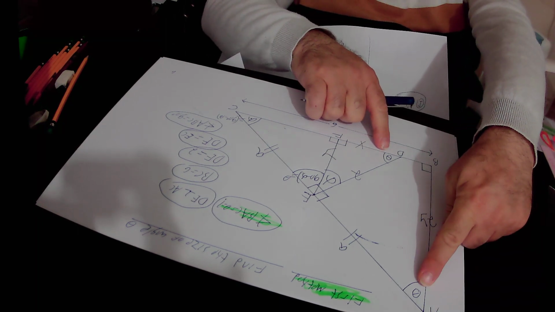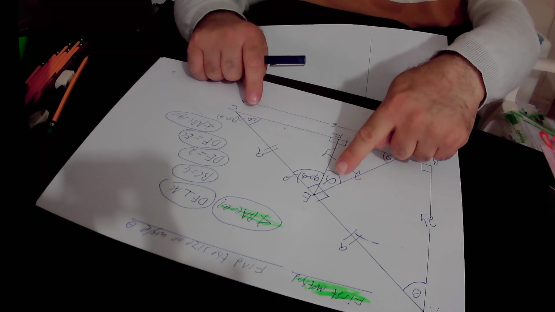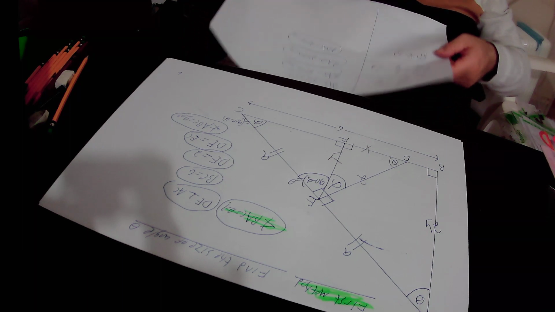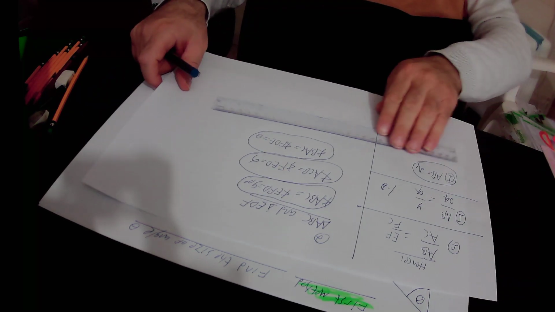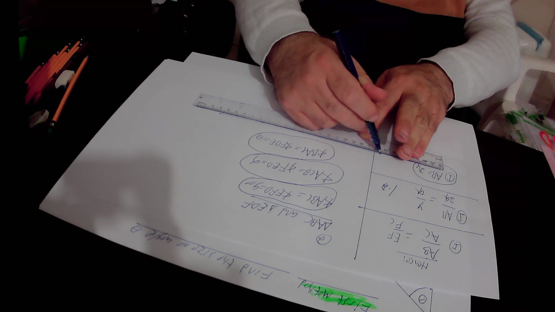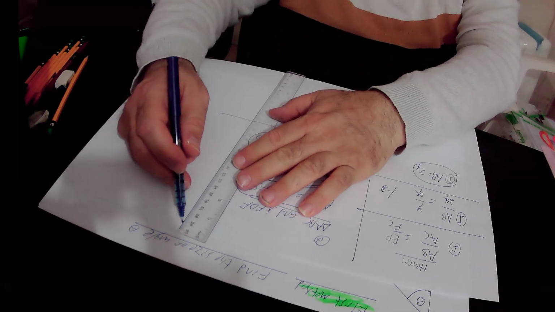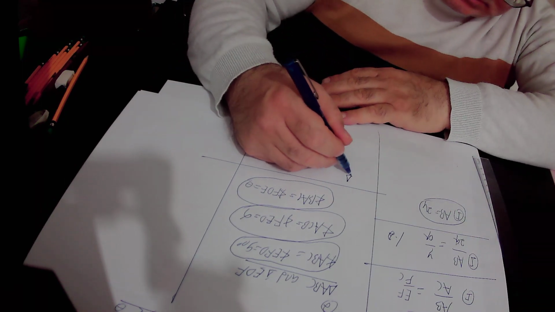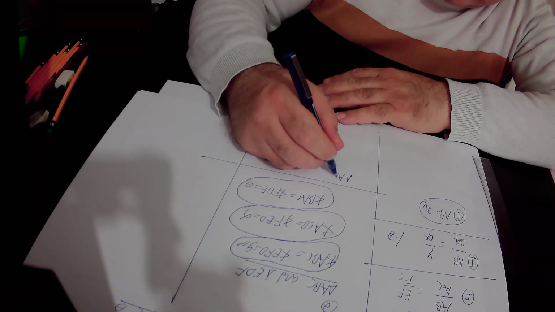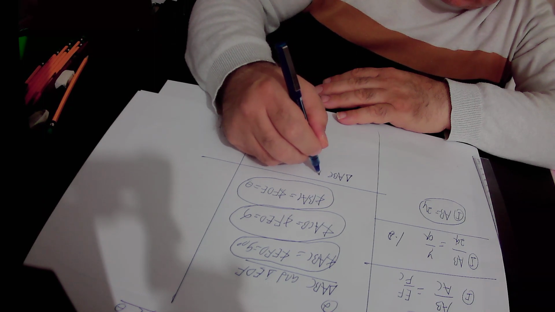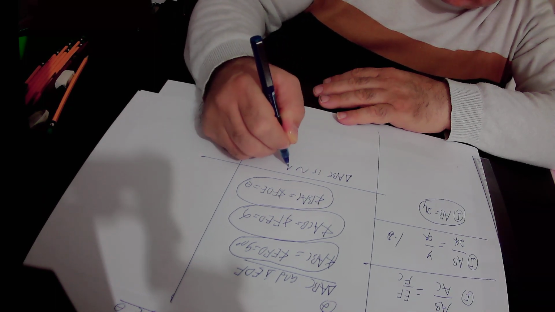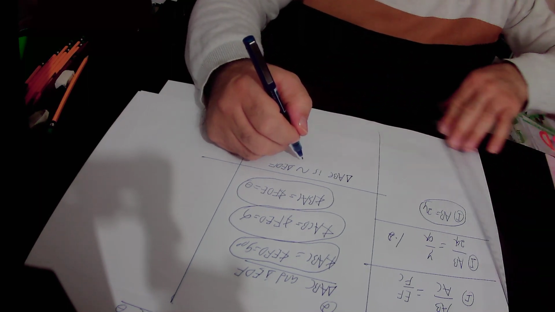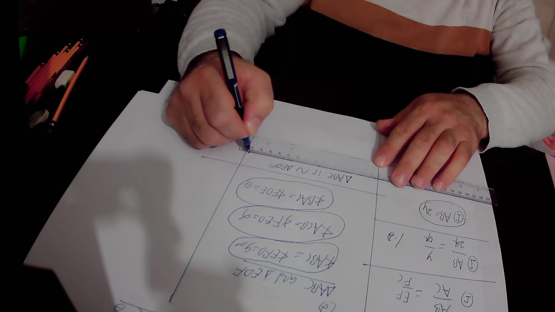Those two angles are both equal to theta, those two angles are both equal to alpha, and those two angles are both equal to 90 degrees. Therefore, triangle ABC is similar to triangle EDF according to the angle similarity rule. I'll write it down. Triangle ABC is similar to triangle EDF according to angle similarity rule.